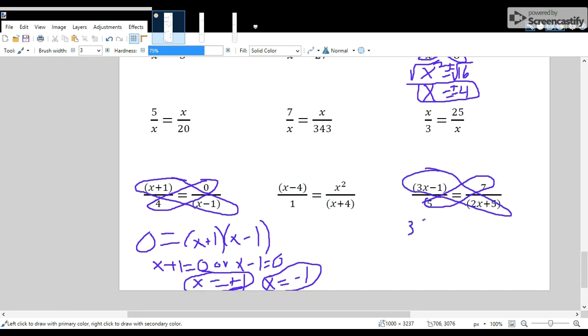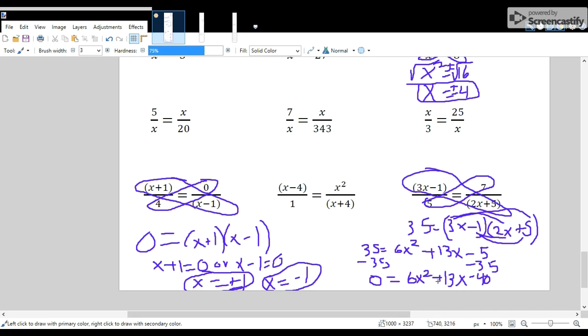So we have 35 equals 3x minus 1, 2x plus 5. So this isn't the 0 equals form, so we're going to have to multiply these in using box or FOIL.